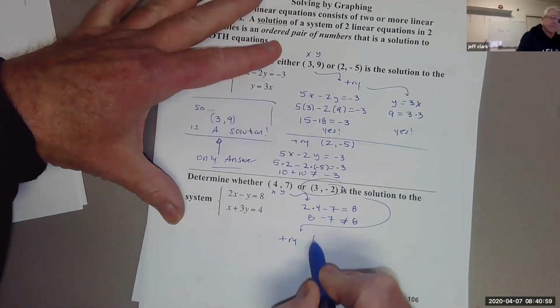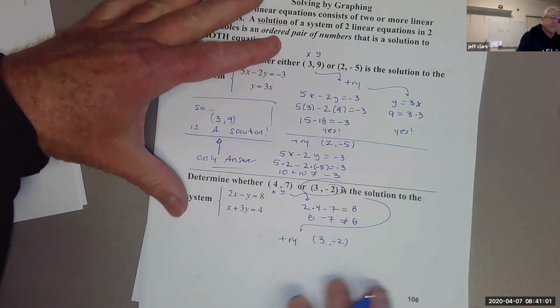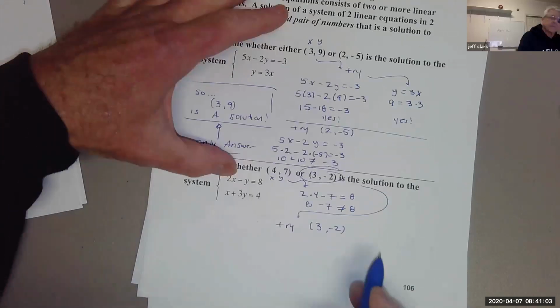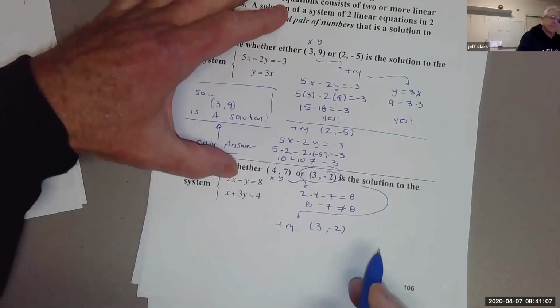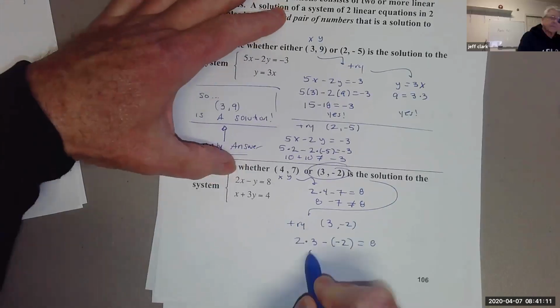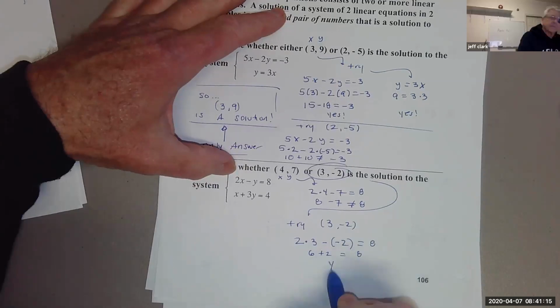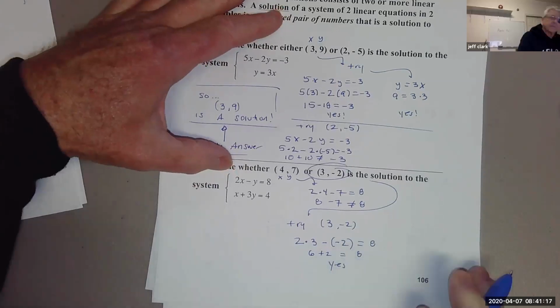So go back over here, plug it in to this one. So that'll be 2 times 3 minus a -2. I wonder if that's equal to 8. 6 plus 2 is equal to 8. Yes.